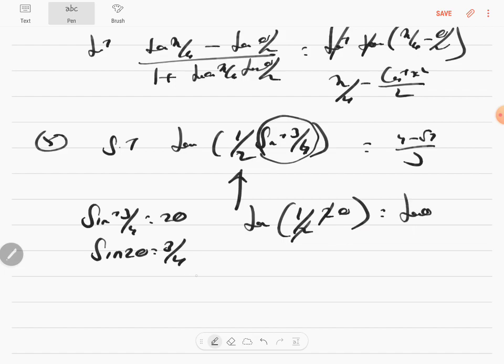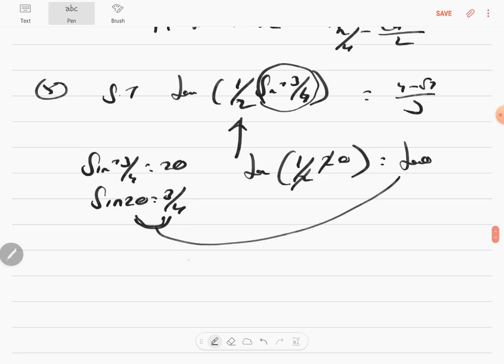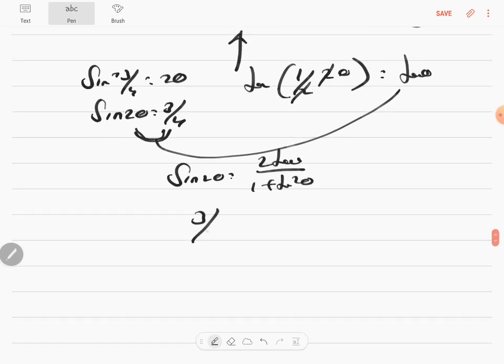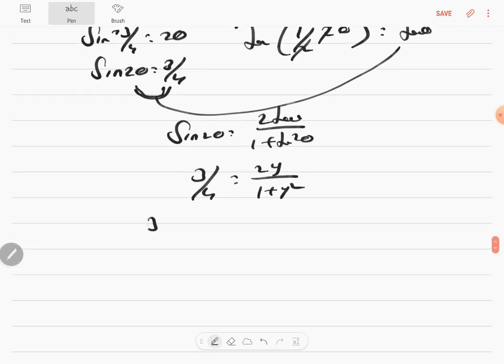How can you have tan theta? You know sine 2 theta so much. So we have a relationship between this and this. Sine 2 theta is 2 tan theta by 1 plus tan square theta. Sine 2 theta itself is 3 by 4, which is 2y by 1 plus y square. Cross multiplying, 3 plus 3y square is equal to 8y. So 3y square minus 8y plus 3 is equal to 0.